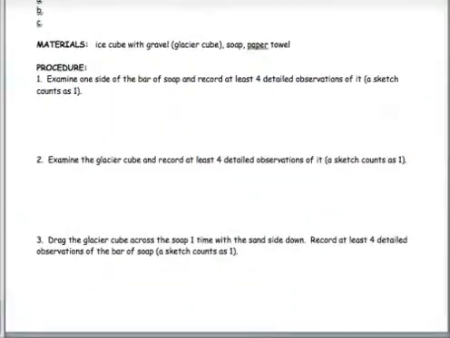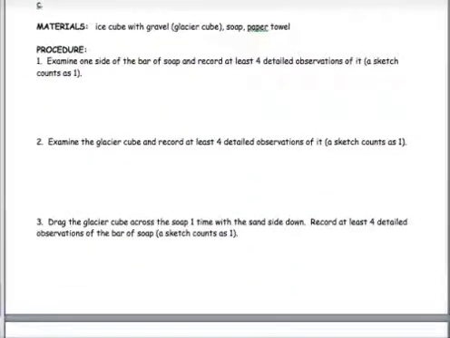So the procedure is again fairly simple. Number one, examine one side of the bar of soap and record at least 4 detailed observations of it. A sketch counts as 1. So I'll hold the bar of soap up and you can draw what you see. Remember to talk about its shape, its color, its size, if there's any writing on it. I know you can't hold it because you're watching a video, but think about its texture. Think about if it has any smell to it.